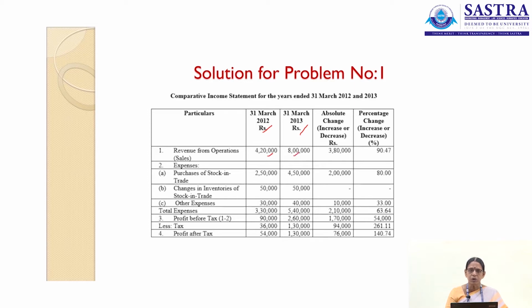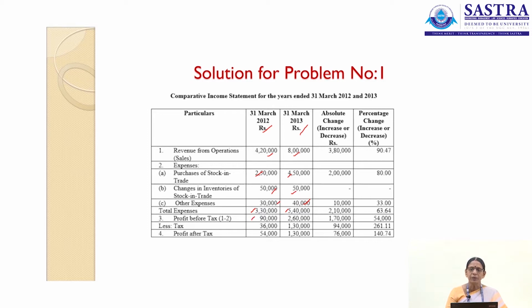Other expenses, as I have already told, we have to add purchases and changes in the stock, inventories into the other expenses percentage. The same way for 2013, we have calculated. This will be the total of your expenses, namely purchases, changes in the inventories and your other expenses. So, it comes to 3,30,000 for 2012 and 5,40,000 for 2013. Then this is the profit which is calculated right from your revenue, total expenses are deducted and will have a revenue of 90,000 for 2012 and 2,60,000 for 2013.